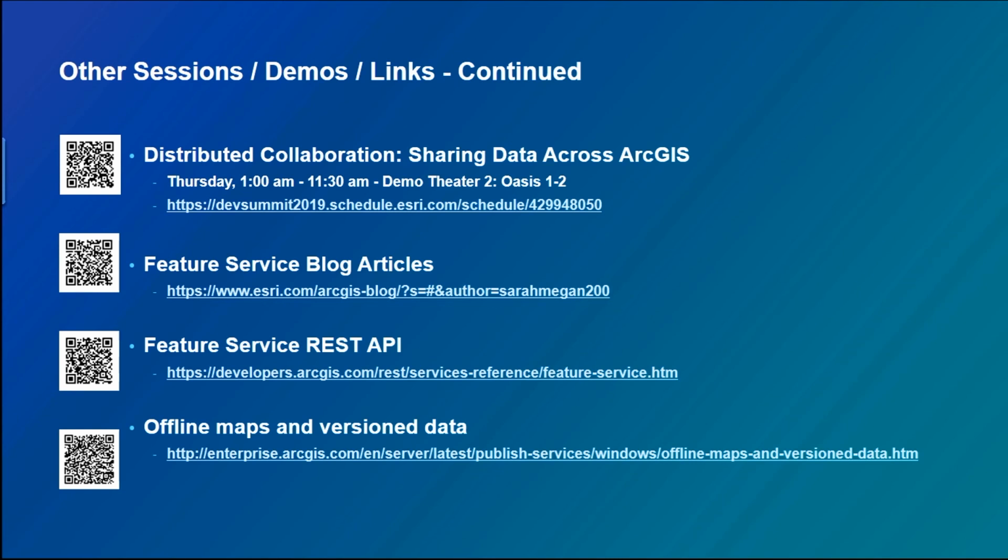And then the last two links are to the Feature Service REST API. I would recommend checking out the What's New section in REST. It'll go into detail into everything that we add new in every release. And if you're using traditional version data and taking data offline, I highly recommend reading this article as it goes into the details on how all that works.